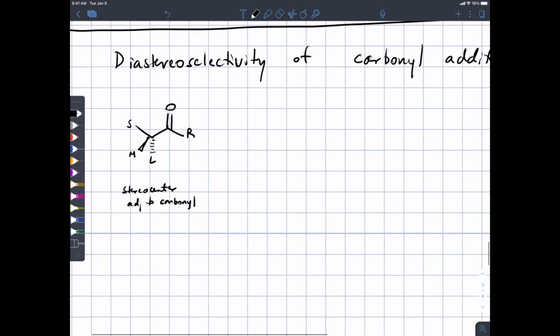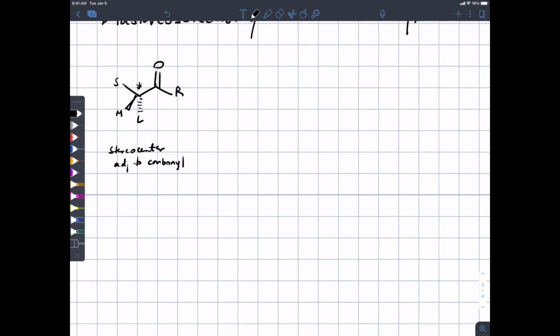So it turns out that if there's enough of a difference between the 3 groups attached to this stereocenter adjacent to the carbonyl, you can actually predict with a fair amount of accuracy what the major versus minor diastereomers are going to be. So let's talk about how that is. There are 3 models presented. They each give the same answer, but the most sophisticated is the so-called Felkin-Anh model for carbonyl addition diastereoselectivity.